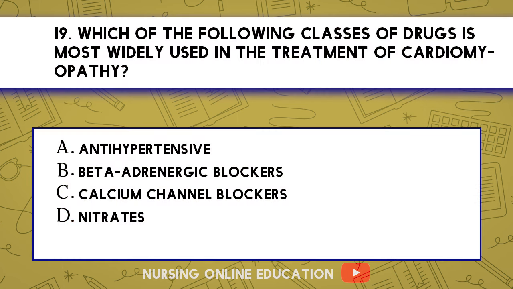19. Which of the following classes of drugs is most widely used in the treatment of cardiomyopathy? A. Antihypertensive. B. Beta-adrenergic blockers. C. Calcium channel blockers. D. Nitrates. The answer is beta-adrenergic blockers.